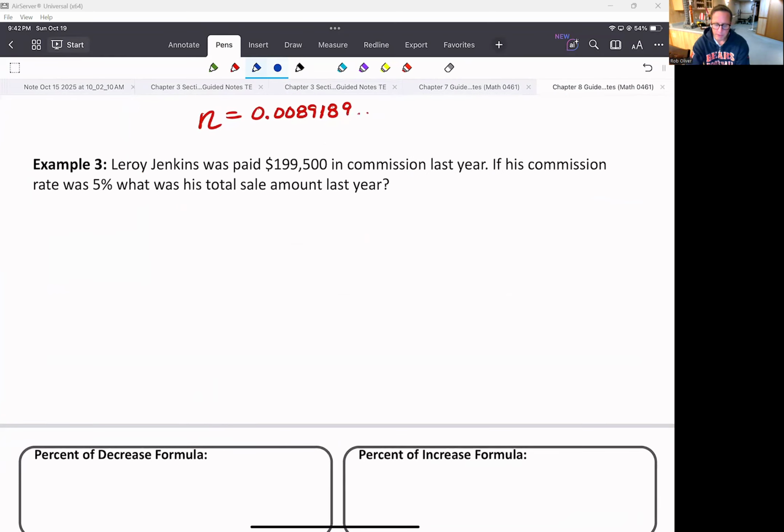All right, on example 3, we've got Leroy Jenkins, who was paid $199,500 in commissions last year. If his commission rate was 5%, what was his total sales amount? How much in total sales did he sell, basically? So we're going to do 5%, 0.05. N equals 199,500. Now I'm guessing that the sales is going to be a lot because he made a lot in commission. So you're going to divide by 5%.